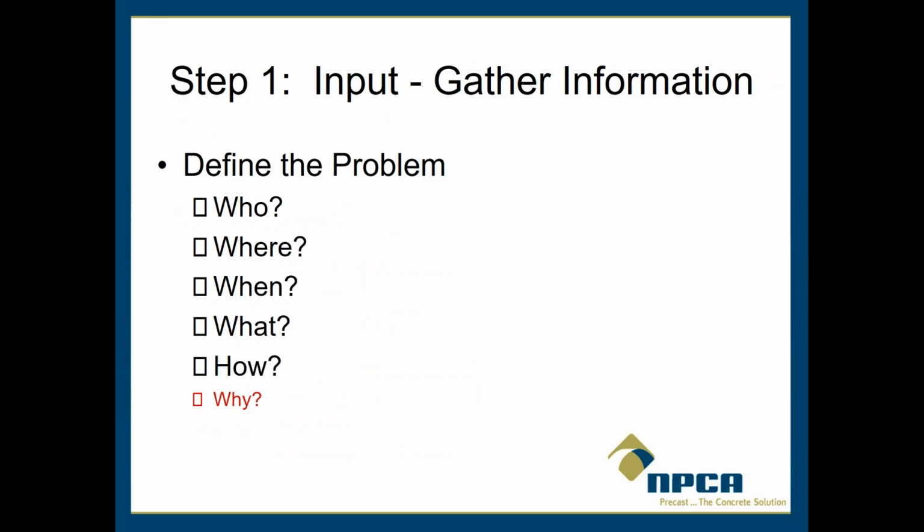So getting information, input. This is where we start with the process. We define the problem. Now, in the last example, it was a very simple definition of I can't get air no matter how much air entraining agent I put in there. So it's a simple who, where, when, what, how, and why, and we'll go through this in a little more detail. But we want to ask as many questions as possible.